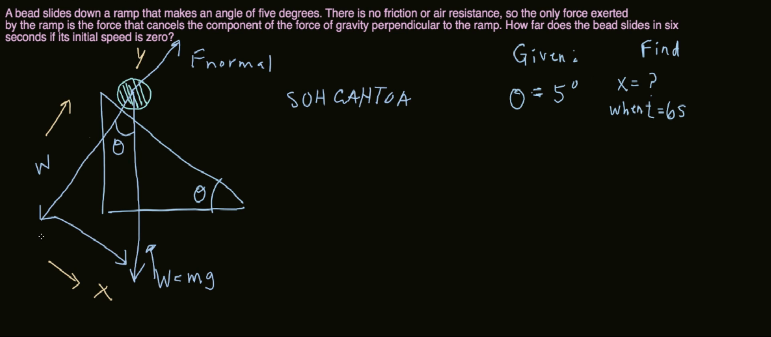So it'll be F of W sine of the angle, right? Okay, so F of W cosine of the angle. Okay, so now we have the lengths of both legs, and the hypotenuse.